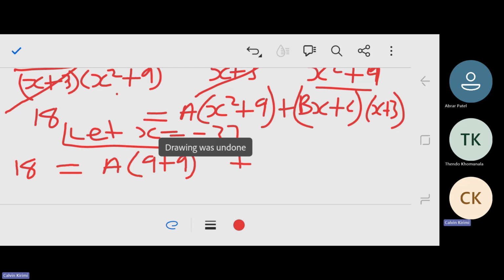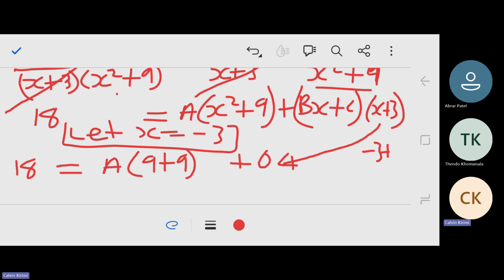The 0 is coming from -3 plus 3, and 0 times that is 0. So in other words, 18 is equal to 18a, which implies that A is equal to 1.